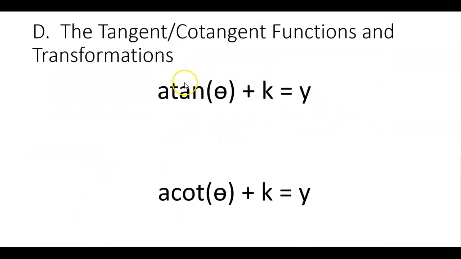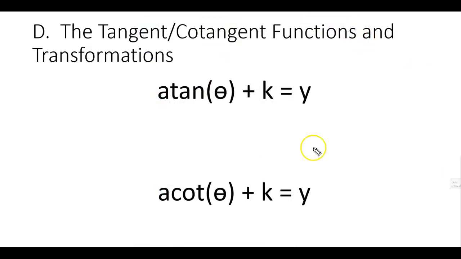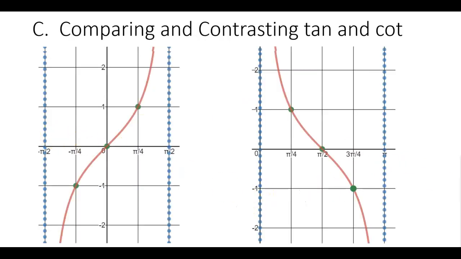So let's talk about transforming these graphs a little bit. What this is going to do is stretch the graph, and this is going to shift the graph up. Okay, so let's back up a little bit and talk about this on the tangent real quick. So right now, notice that the intersection point is always at the origin.